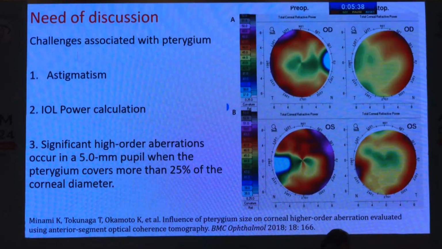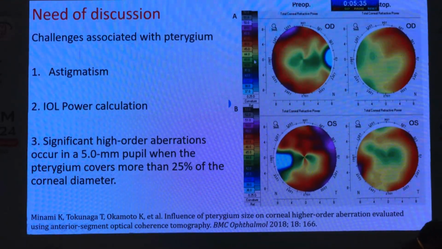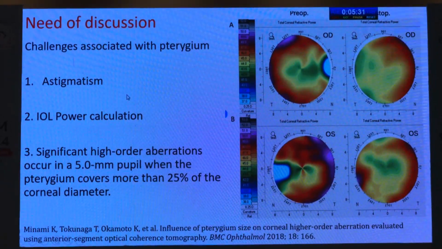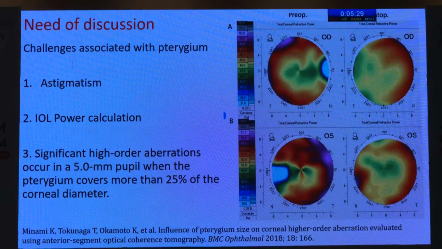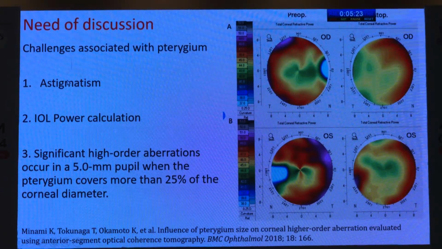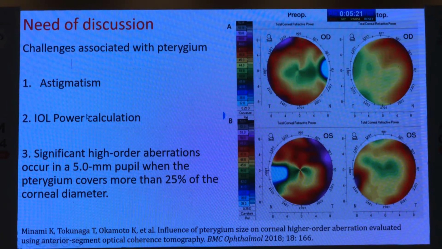So, what are the challenges associated with pterygium? We all know the pterygium causes astigmatism. The most common pterygium is the nasal pterygium, which causes flattening of the horizontal axis, which increases with-the-rule astigmatism. And because of this astigmatism, IOL power calculation is not accurate, and because of the pterygium, significant higher order aberration is also seen.